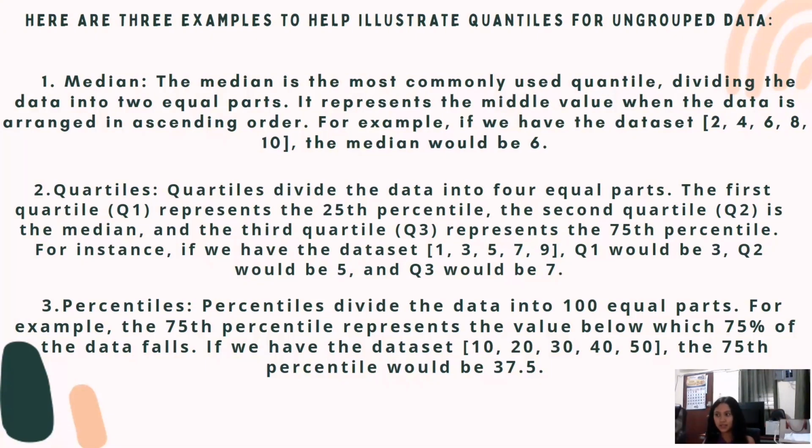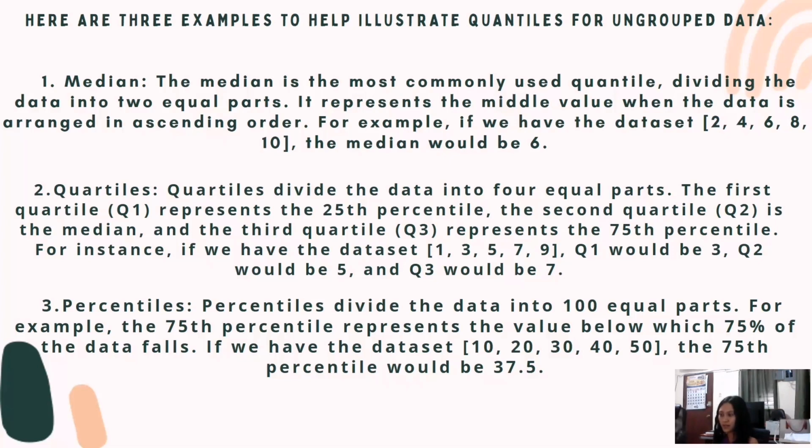Second, quartiles. Quartiles divide the data into four equal parts. The first quartile represents the 25th percentile, the second quartile is the median, and the third quartile represents the 75th percentile. For instance, if we have the dataset 1, 3, 5, 7, and 9, quartile 1 would be 3, quartile 2 would be 5, and quartile 3 would be 7.